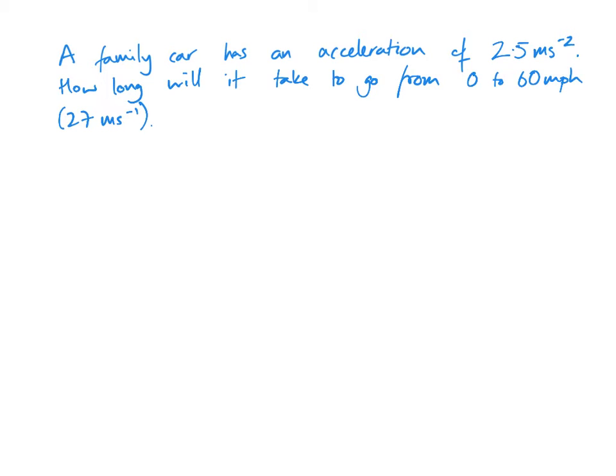So once again, if we list what we know, in this example we're given the acceleration. That's quite obvious. And we've got from 0 to 60. So u straight away we can see is 0. If it's 0 in one unit, it's 0 in all units. And v, we want to use the meters per second version, not the miles per hour version. And we've been asked how long will it take, so we've been asked a time.